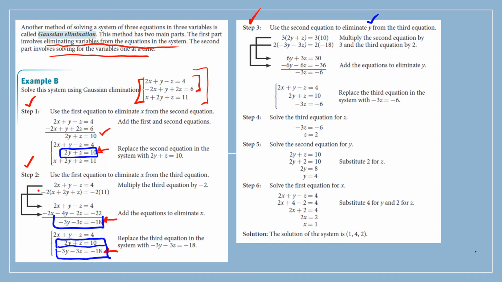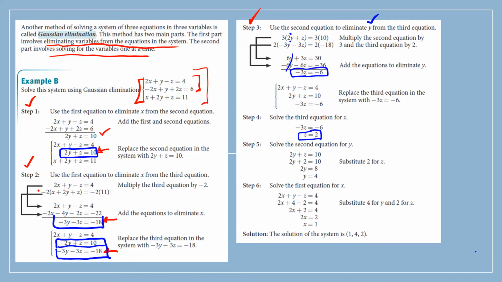So if we look at these y's, we've got 2y and -3y. So if we multiply the top by 3 and the bottom by 2, then the y's would cancel out, and we would get this here, and then we could solve for z, and we'll get that z equals 2. So we can solve that for z then, and z equals 2.